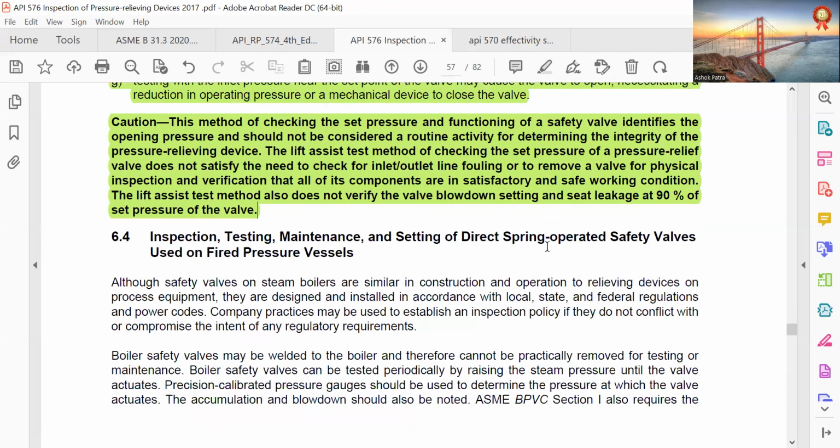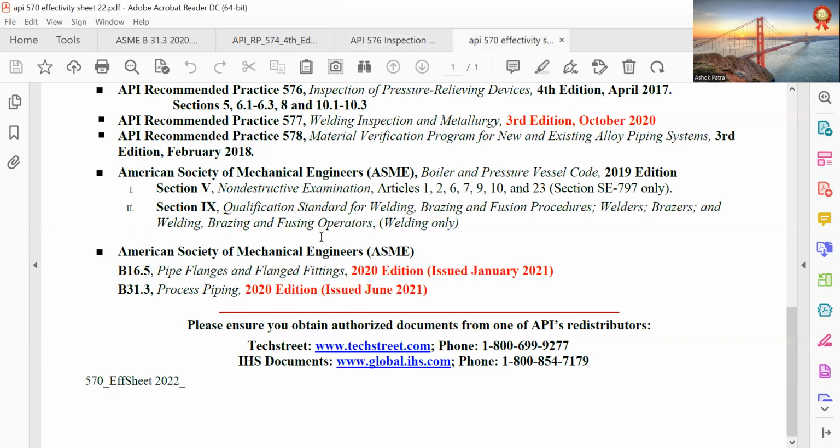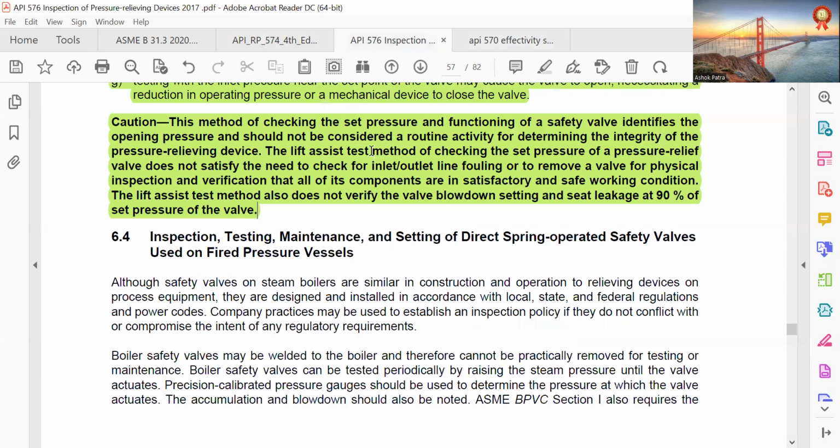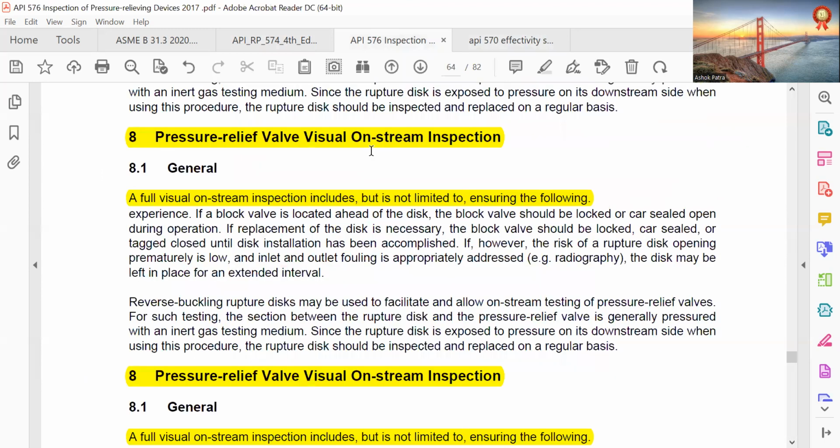Okay, 6.1, 6.3, and 8, then the 5 total, 8 total. Okay. I don't know why in between something is there.